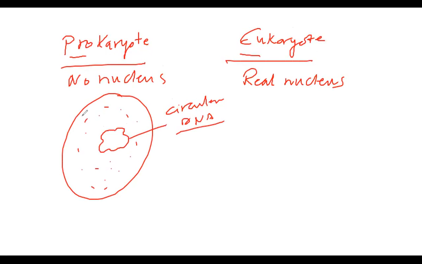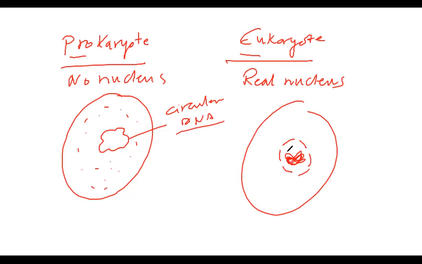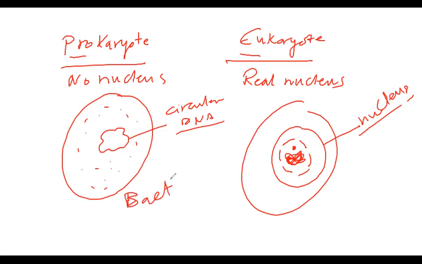While in eukaryotes, like an animal cell or plant cell, this is how the cell looks, and here we have a nuclear envelope or nuclear membrane that includes chromatin or chromosomes, tangled. So all this is the nucleus. It's real. Here we have a nucleus, but here no nucleus. That's the difference. The only example we have for prokaryotes is bacteria.